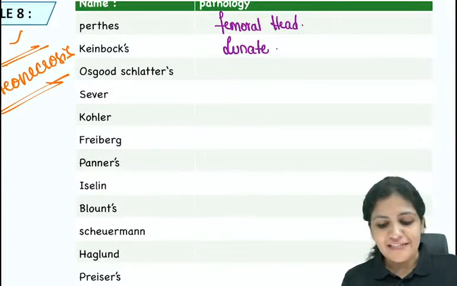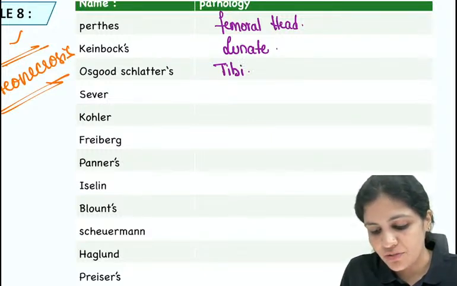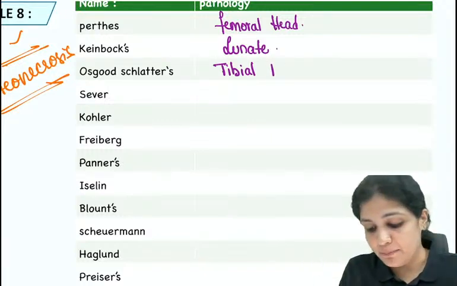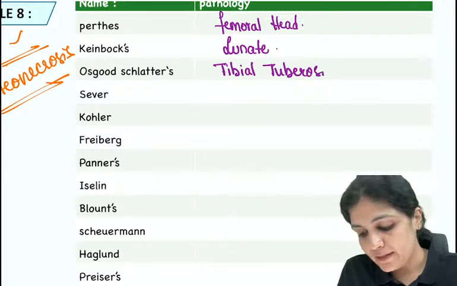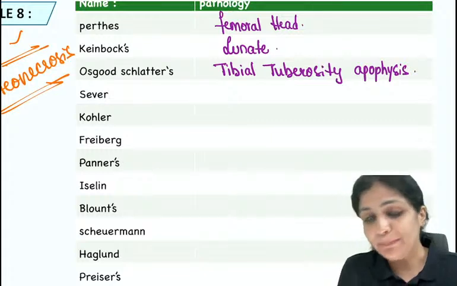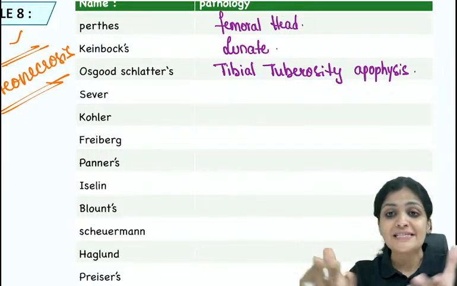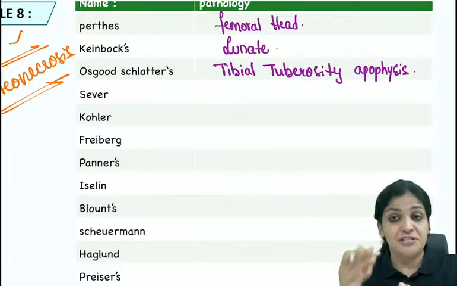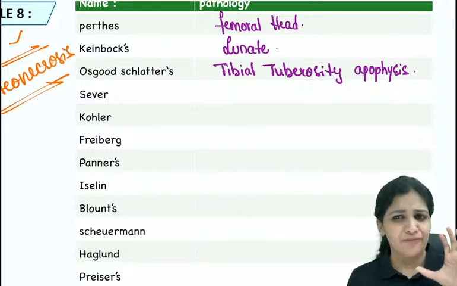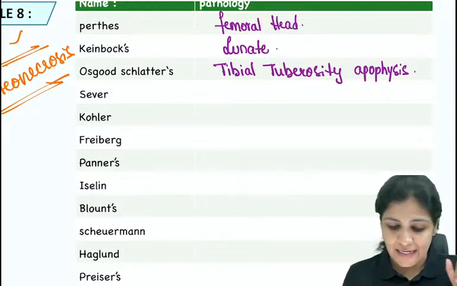Next is Osgood-Schlatters disease. Osgood-Schlatters disease is again a type of necrosis, and this is mainly not the epiphysis, this is the apophysis, that is tibial tuberosity. Tibial tuberosity, apophysis. What is apophysis? Epiphysis is the one which will give you length. Apophysis is the part which gives you increase in the circumference. Whenever this apophysis is damaged, it will result in Osgood-Schlatters disease. It is a self-resolving disease usually seen in young people, right? That is Osgood-Schlatters disease. Knee.